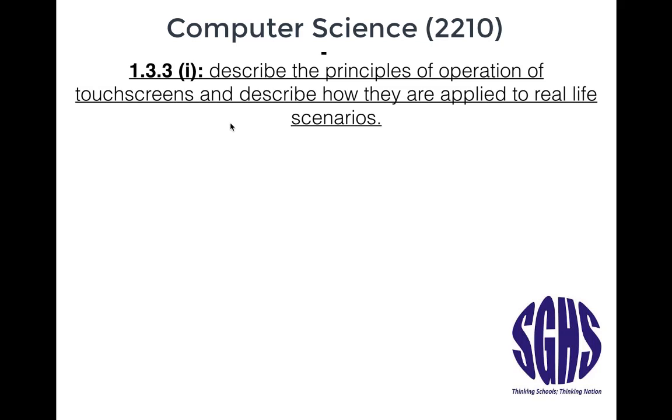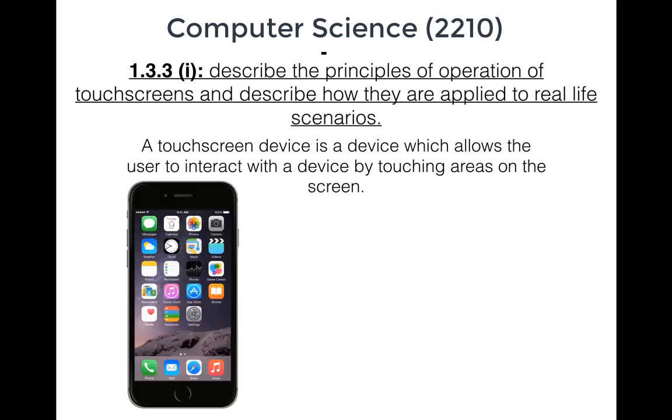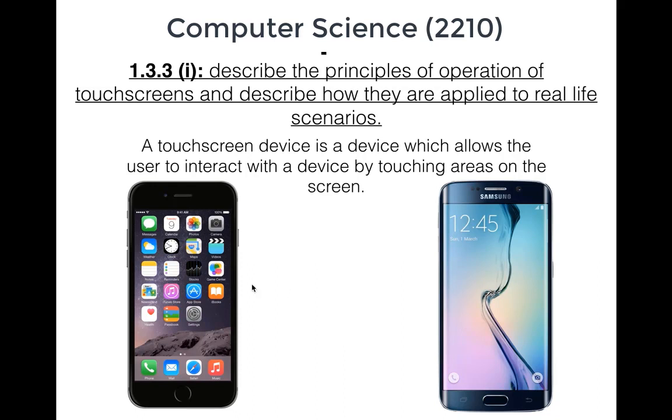So, touchscreens are basically devices which allow users to interact by touching areas on a screen. Most of your phones may be touchscreen. So that's an example of a touchscreen device. So I have some pictures here.